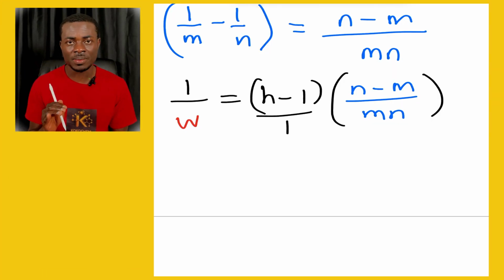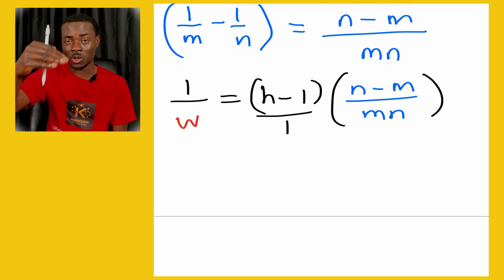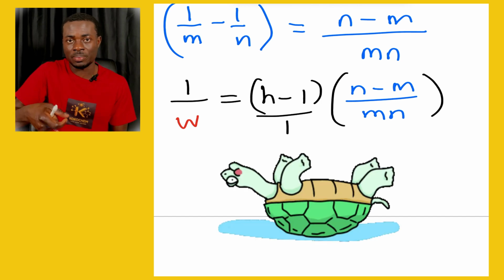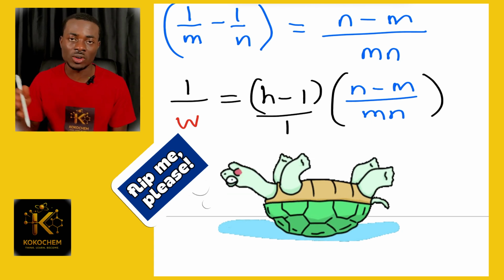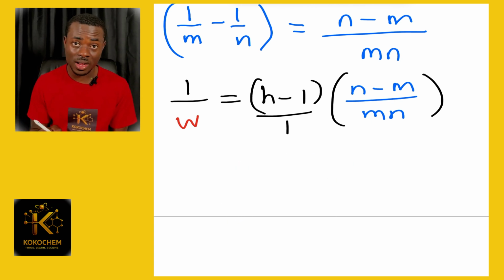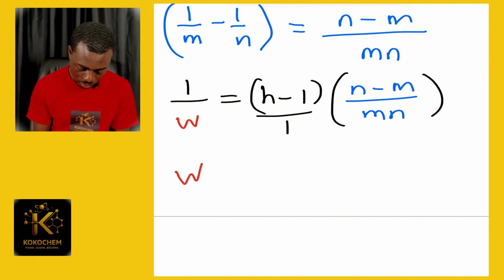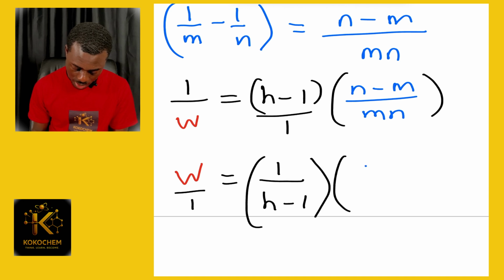So the final step is to make w the subject. That means we want to move w from the bottom to the top. To do that, we have to flip the fraction. Once you flip the fraction on one side, you have to remember to flip all the fractions on the other side. So we will have w divided by 1 equal to 1 divided by h minus 1, mn on top divided by n minus m.